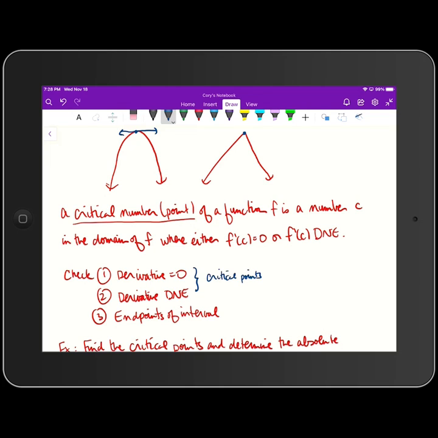Secondly, you have to check where the derivative does not exist. Okay, and 1 and 2, again, those are the critical points. That's where the derivative is equal to 0 or where the derivative is undefined. The third thing you have to test to check for absolute mins and absolute maxes are the endpoints of the interval. So your absolute max and absolute min are either going to occur at the critical points or the endpoints of the closed interval that is given.